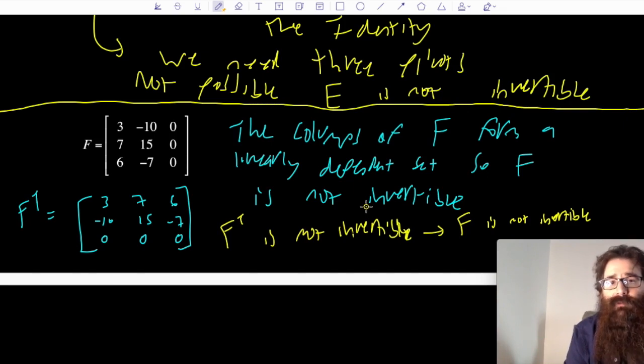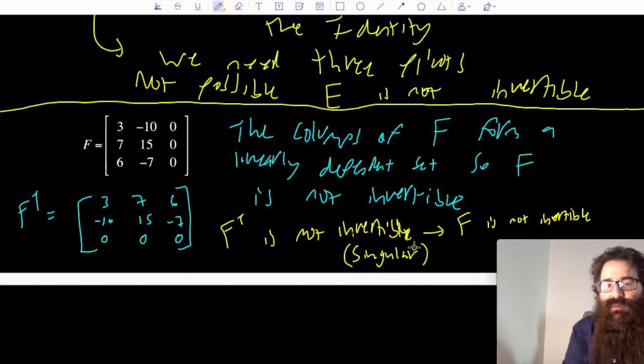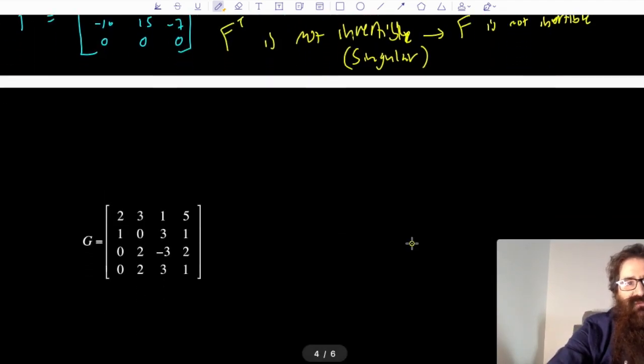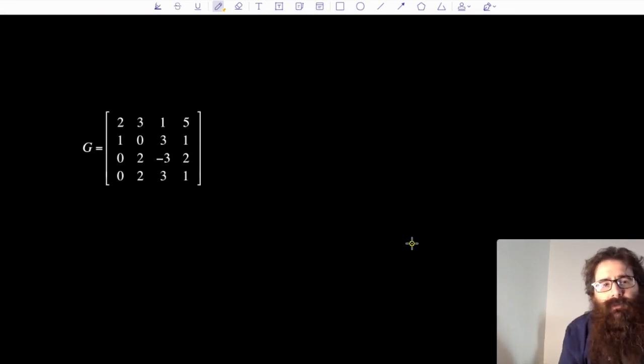So not invertible. And remember what we said about a matrix that is not invertible. We could also refer to that as a singular matrix. Just a keyword. Do you have to use it? No. A singular matrix is a non-invertible matrix. Just trying to teach. Let's take a look at one more example here.